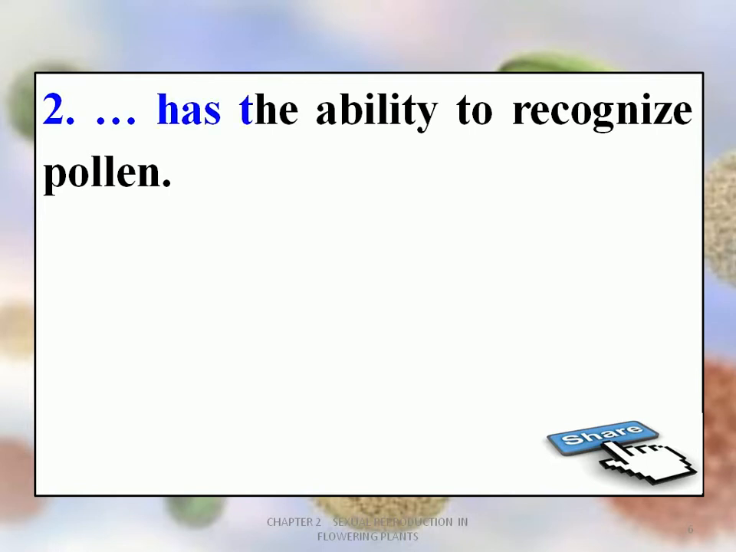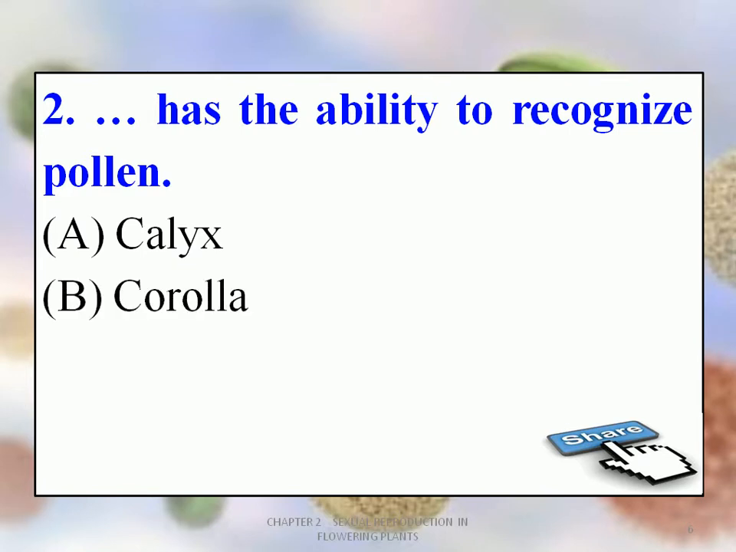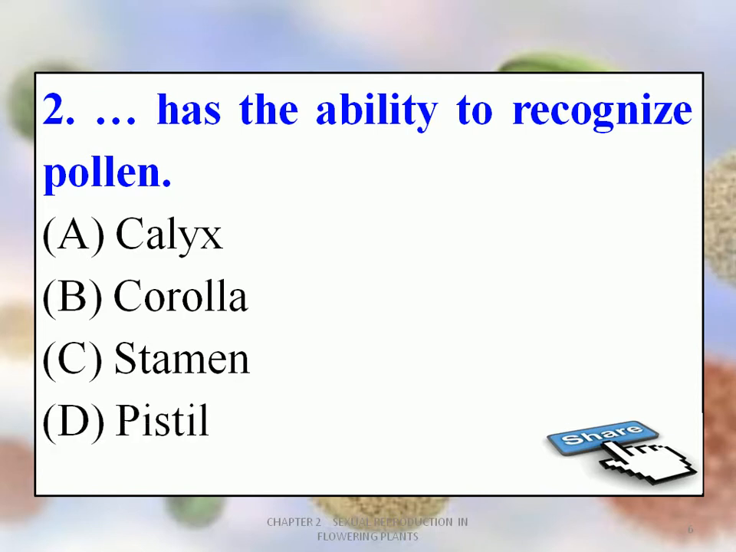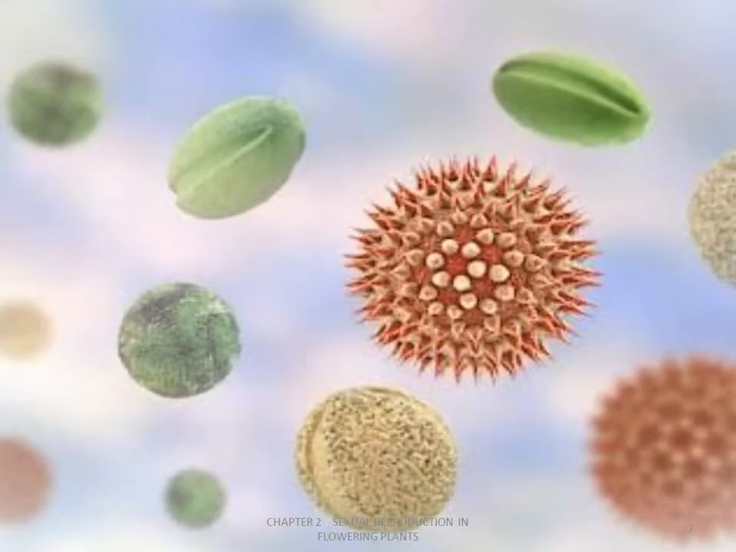Second MCQ is dash has the ability to recognize pollen. A. Calyx. B. Corolla. C. Stamen. And D. Pistil. The correct option is D. Pistil. Yes, friends, pistil has the ability to recognize the pollen, whether the pollen is self or some other plant.